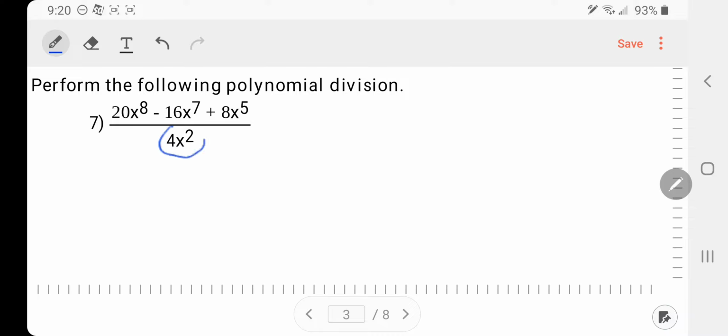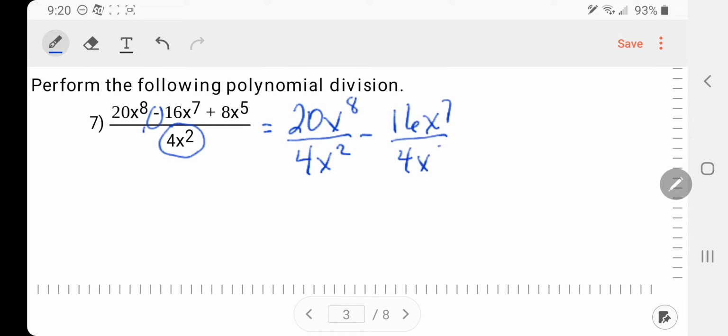Since the denominator is a monomial, that means it's one term. That means we can simplify this problem by separating the one fraction into 3 separate fractions. So we're going to have 20x to the 8th all over 4x squared. Next, the sign is minus. We're going to have minus 16x to the 7th all over 4x squared. And then last, we're going to have a plus 8x to the 5th all over 4x squared.